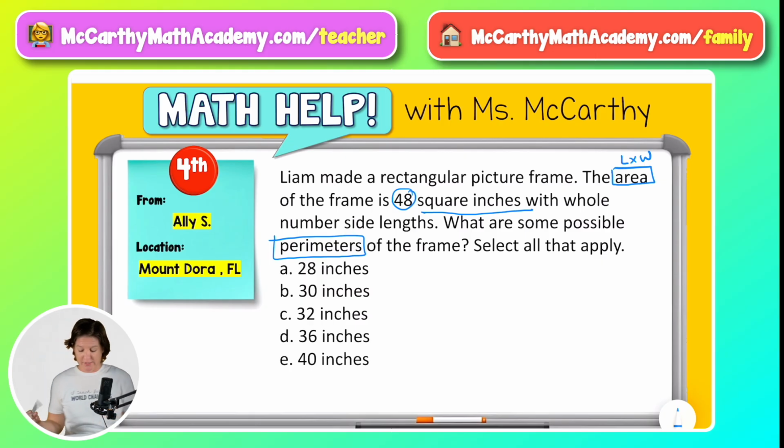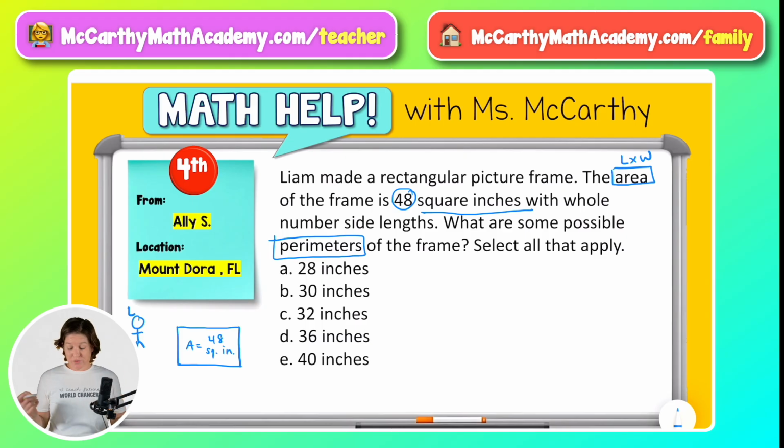Allie, this was a great question to submit. Let me draw this out a little bit so I can make sense of it. Okay. We got somebody named Liam. Here's Liam. Liam, he made, kudos to you, Liam, a rectangular picture frame. So here is the picture frame. The area of the frame is 48 square inches. So the inside is 48 square inches. And the thing is, we don't know the length or the width, but we do know something about that. We know that the length and the width are whole number side lengths. So no fractions, no decimals here.